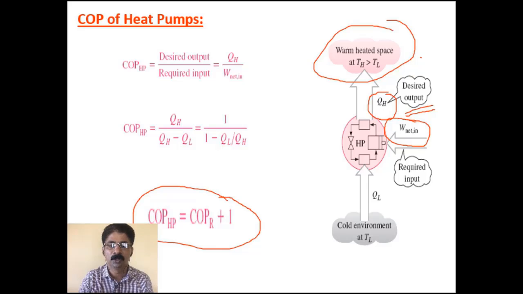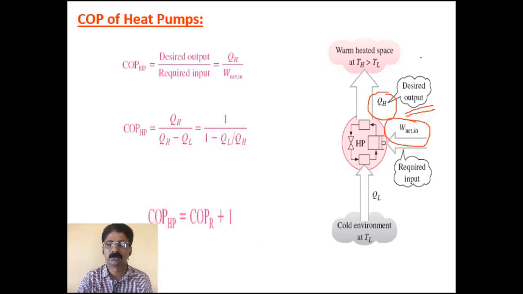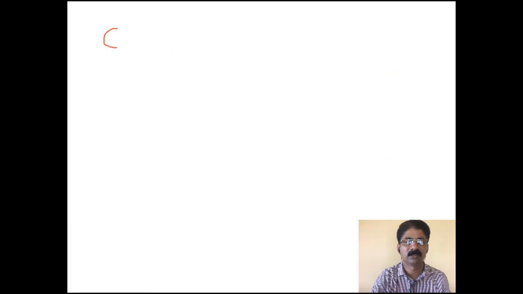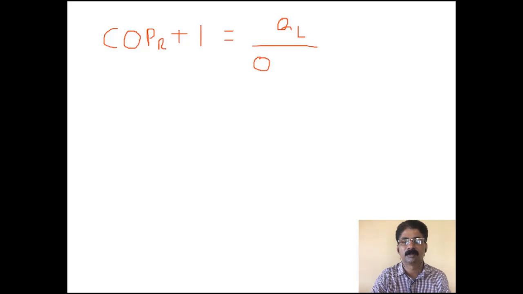Sometimes you may be asked to prove this relation also, so let me prove it in the next slide. COP HP is equal to COP R plus 1. Let me take COP R plus 1 first, then I will prove it is equal to COP HP. So COP R plus 1 is equal to, COP R is nothing but QL divided by QH minus QL, and now plus 1 is there.